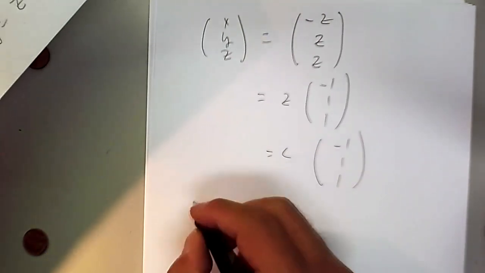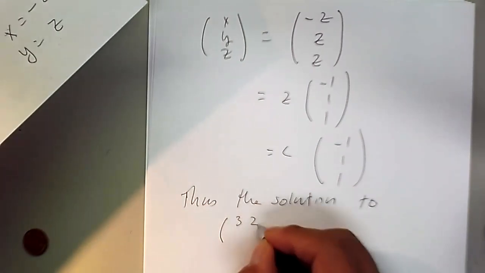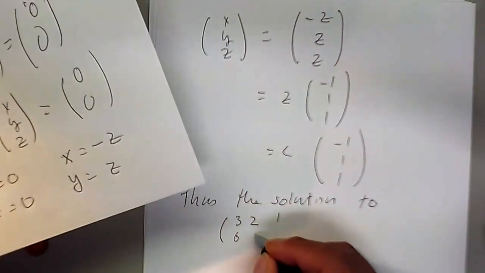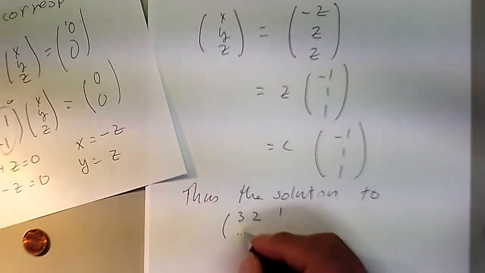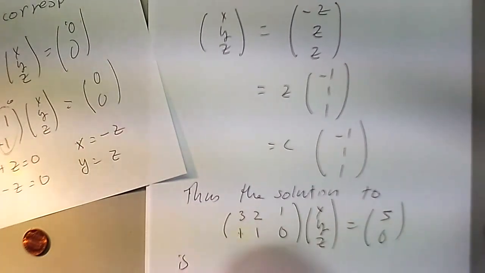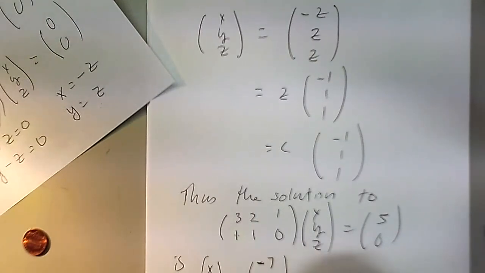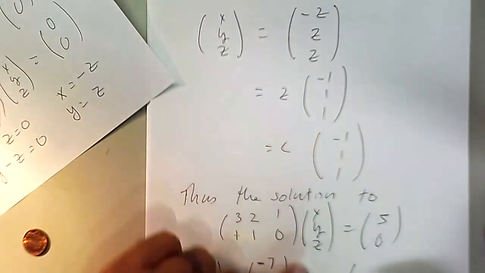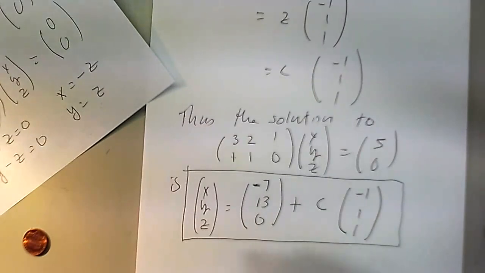Thus, the solution to 3, 2, 1, 0, rather 1, 1, 0, which is the original problem, 1, 1, 0, x, y, z equals 5, 6, is x, y, z equal to a particular solution. The particular solution was negative 1, rather negative 7, 13, 0, plus a constant times negative 1, 1, 1. There we have it. That is the set of all the solutions.